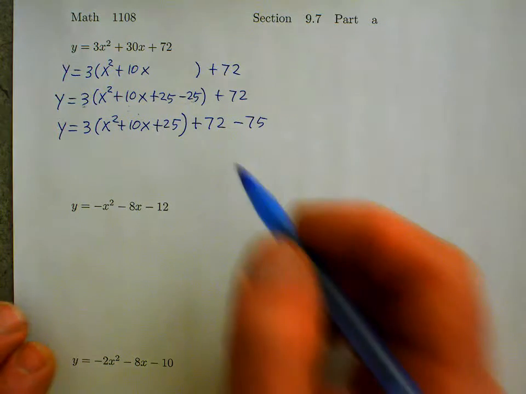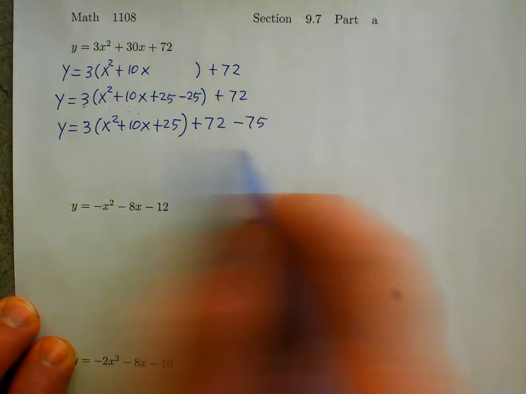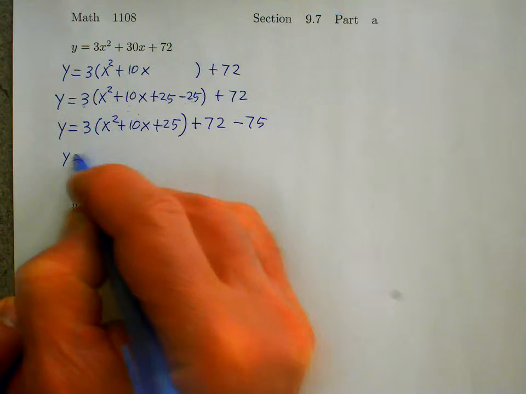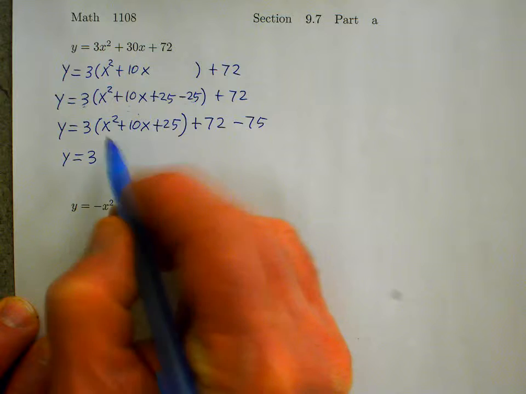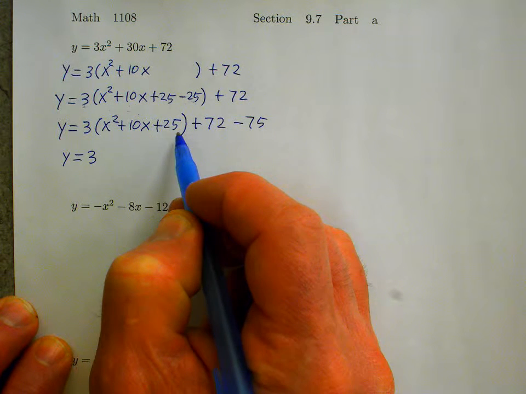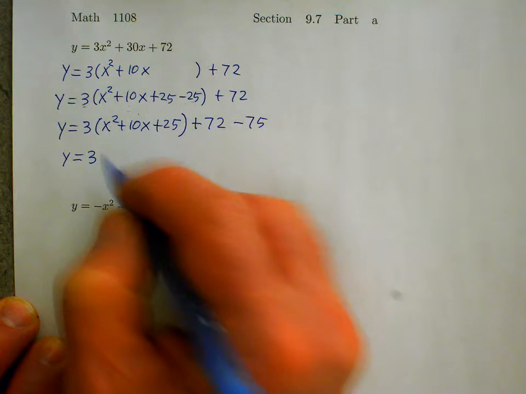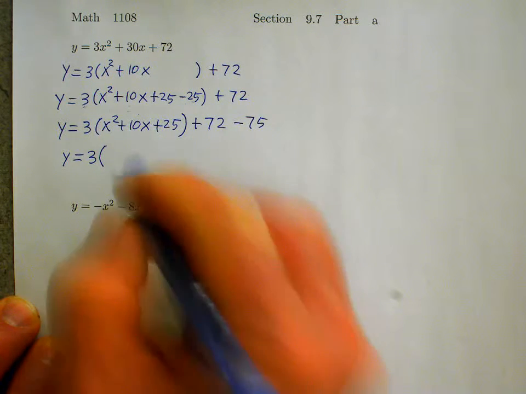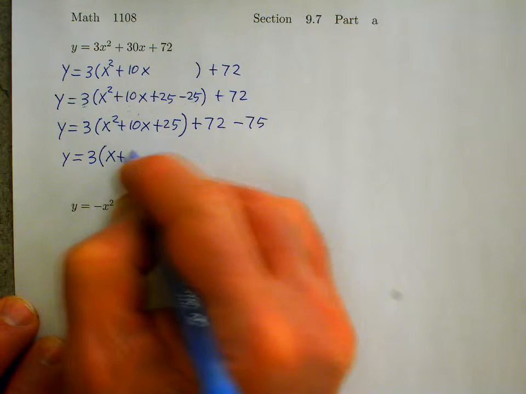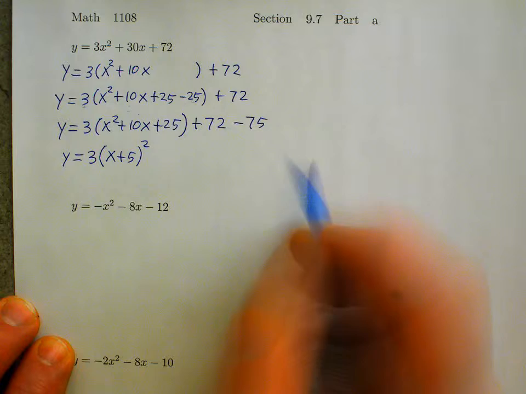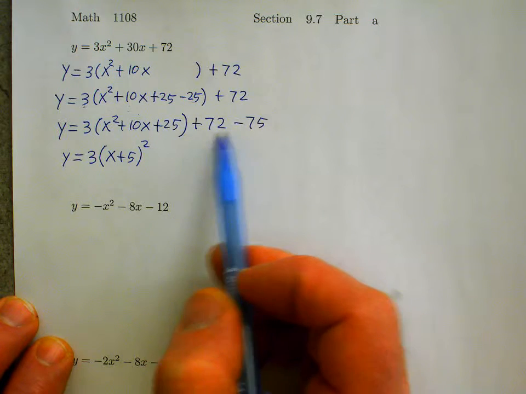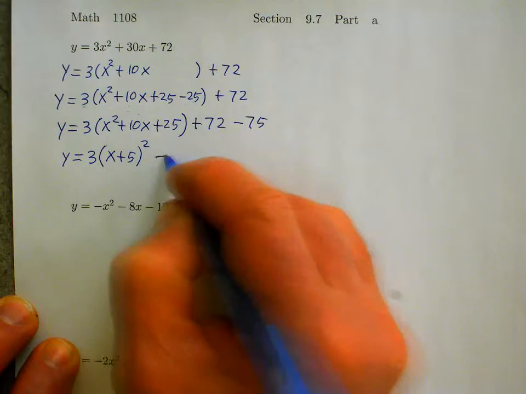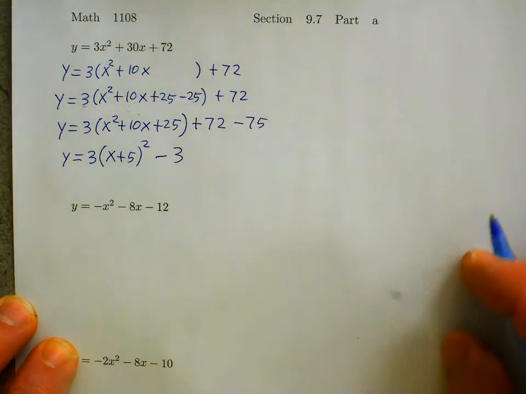The next step is we can write the vertex form. x squared plus 10x plus 25 is a perfect square trinomial. So it's equal to the binomial x plus 5 quantity squared. And then the plus 72 minus 75 simplifies to minus 3.